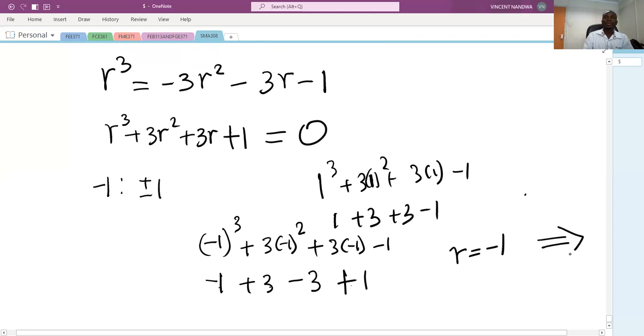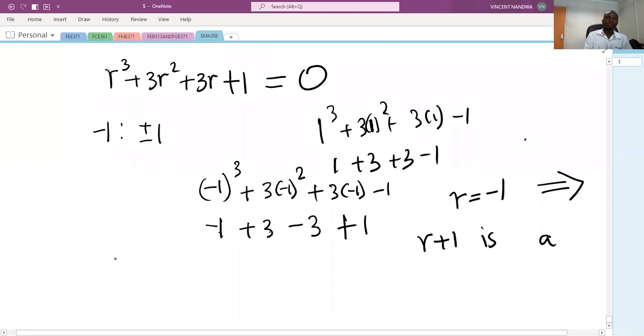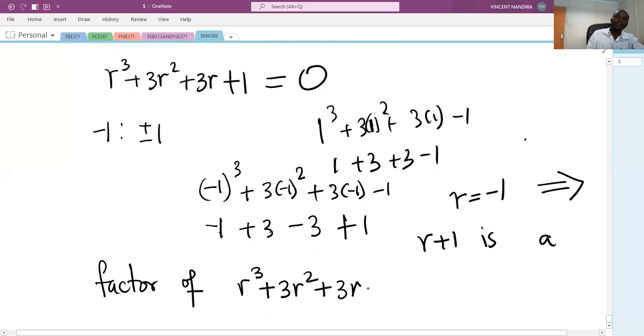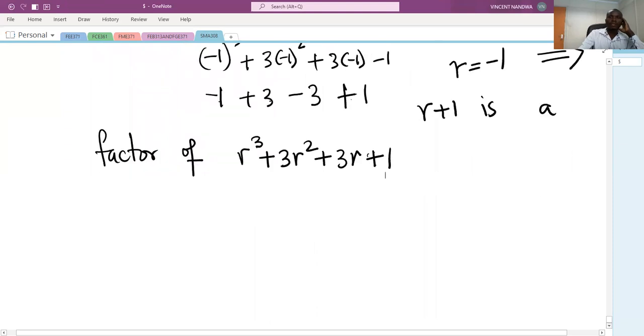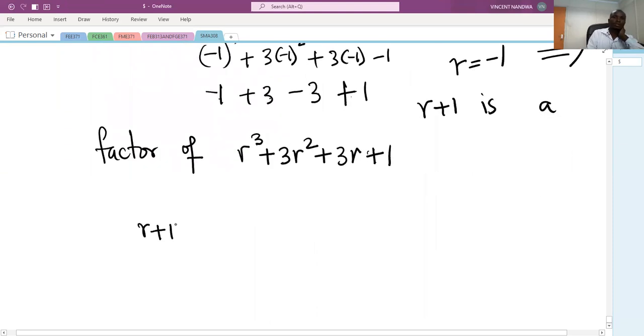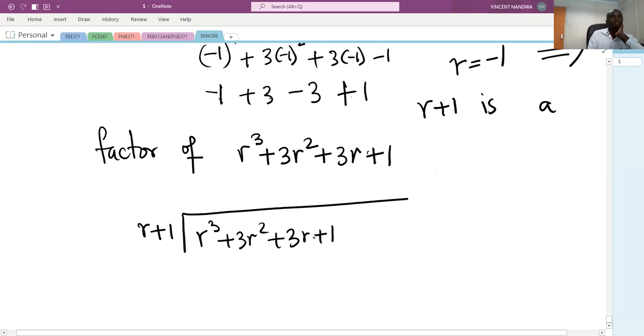So by that, we mean r, take this to the left, plus 1 is a factor of the cubic polynomial r to the power 3 plus 3r squared plus 3r, and then plus 1. Then we carry out long division to get the other factors. So we write r plus 1, and then r cubed plus 3r squared plus 3r plus 1.